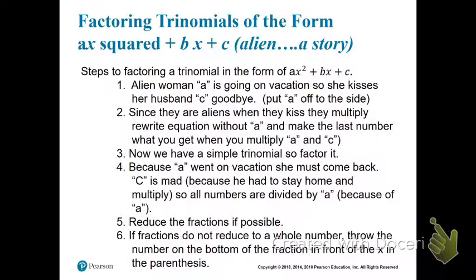Then we're going to rewrite the equation without the A, because she's on vacation, and make the last number what you get when you multiply the A and C, because they multiplied. Now we have a simple trinomial, so we're going to factor it. Then, because A went on vacation, remember, when you go on vacation, you have to come back. So she must come back. C is mad because he stayed home and multiplied. So all numbers are going to be divided by A. Then we're going to reduce the fractions if possible. And if the fractions do not reduce to a whole number, you're going to throw the number on the bottom of the fraction in front of the x in its parentheses. So you're going to throw it back to the x.